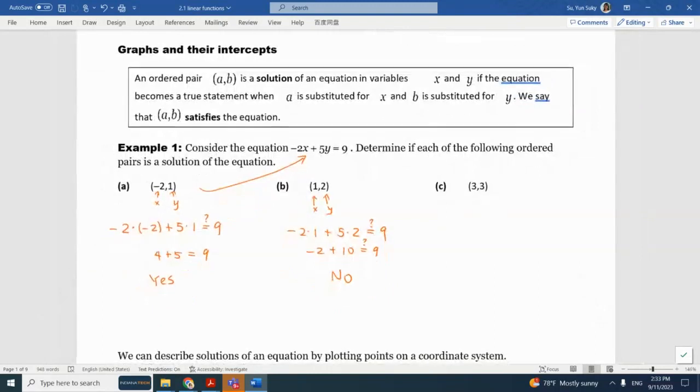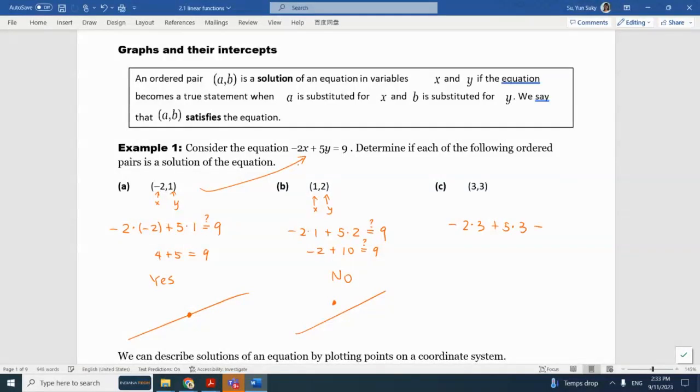Okay? So if you want to draw a picture, what does that mean? A point is a solution. It means the point is on the line. A point is not a solution. It means the point is not on the line. Right? How about (3, 3)? So -2 times 3 plus 5 times 3, is it equal to 9? Yeah, -6 plus 15 is 9. Yes. Okay, so this is how we verify if a point is a solution of an equation. Okay, everybody? All right.